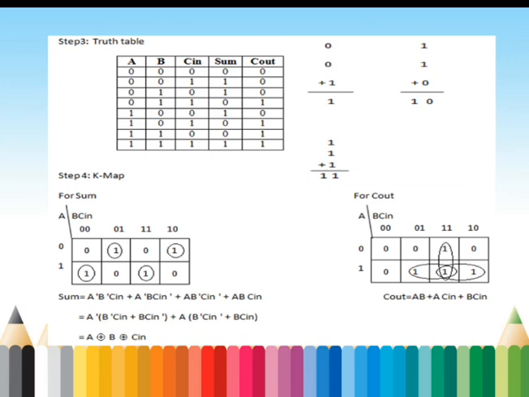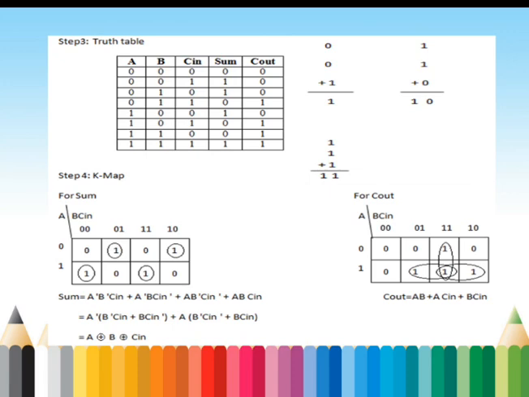For input 1, 0, 0, only one 1 is present, sum is 1, carry is 0. For input 1, 0, 1, two 1s are present, sum is 0, carry is 1. For input 1, 1, 0, again two 1s are present, sum is 0, carry is 1. For input 1, 1, 1, three 1s are present, sum and carry both are 1.